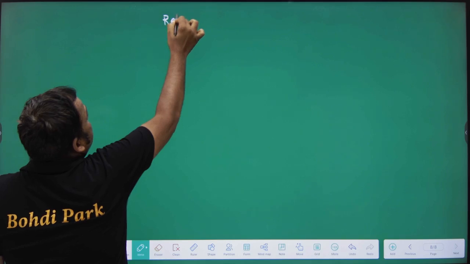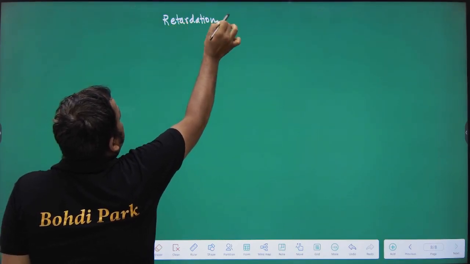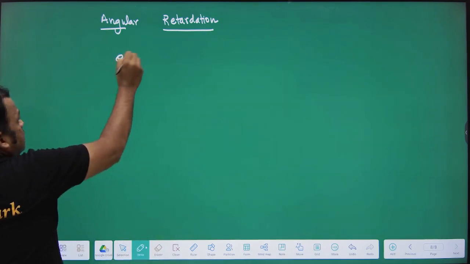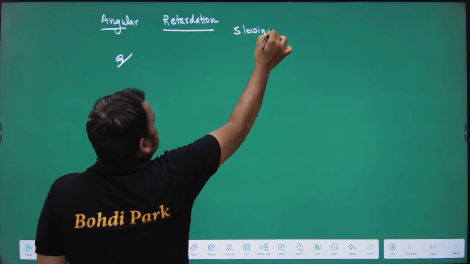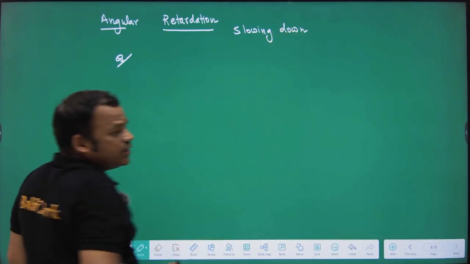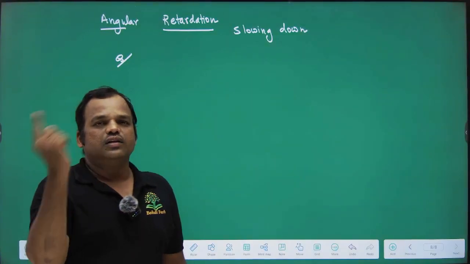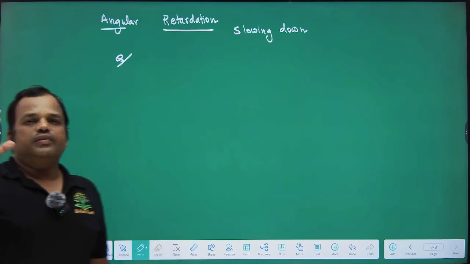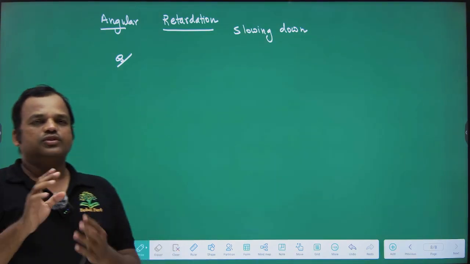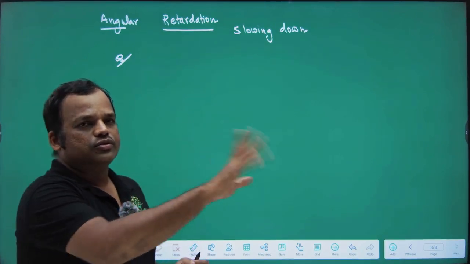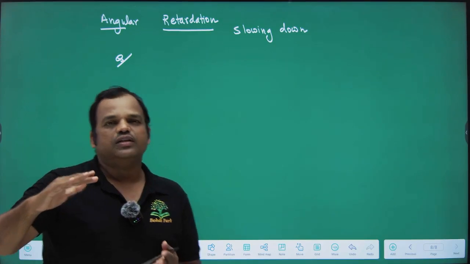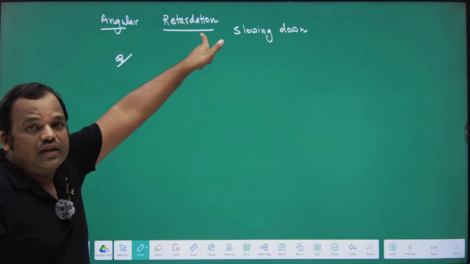Let's do one question based on retardation. Angular retardation. That is known as slowing down. When a particle in circular motion is slowing down, it means initially it is faster, now slowly it slows, and finally it will stop. We can observe this type of motion again in the ceiling fan. Suppose it is rotating at very high speed. Now you switch it off. After some time the speed will be less, and finally the ceiling fan will stop. That is known as angular retardation.